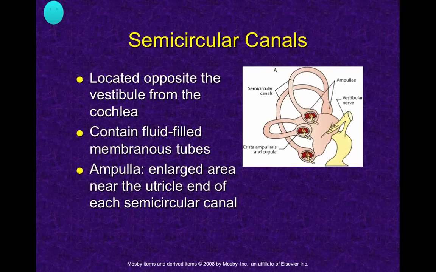So the semicircular canals are located opposite the vestibule from the cochlea. They contain fluid-filled membranous tubes. The ampulla is the enlarged area near the utricle end of each semicircular canal. Okay, there's the ampulla. Ampulla with an A at the end is singular. AE is plural. So there's the ampulla, semicircular canals, and the nerve of the vestibule, so the vestibular nerve.